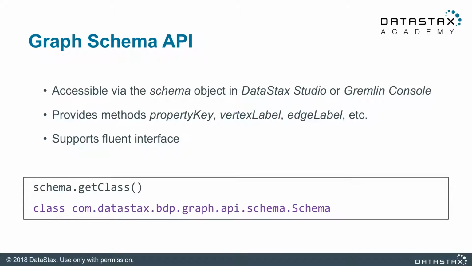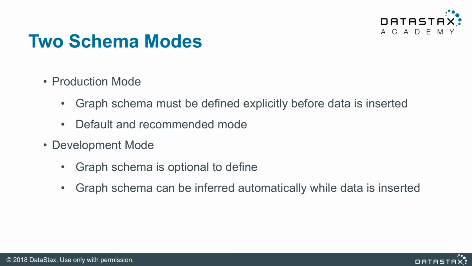Graph schema is managed by the Graph Schema API that's accessible to you, the end user, via the schema object in DataStax Studio or even inside of the Gremlin console. The Schema API provides methods such as property key, vertex label, edge label, and also supports the Fluent interface. The Schema API provides two types of schema modes that allow users to define whether they want to run in production mode or development mode.